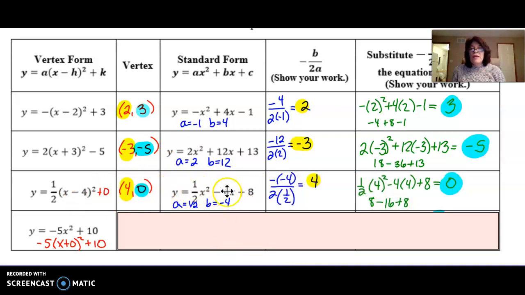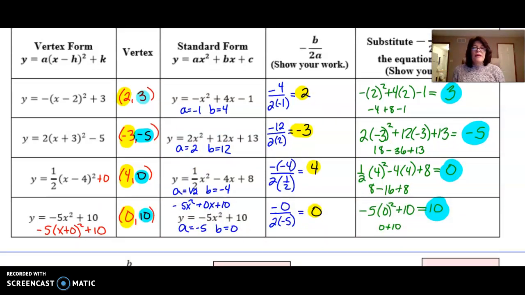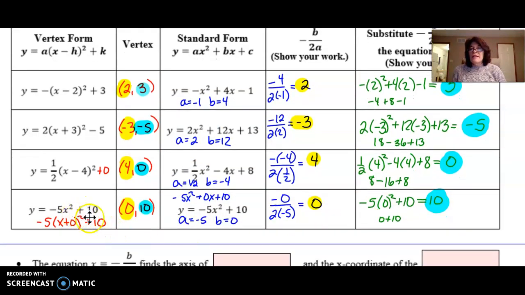Here I can see that the vertex is 4, 0. This is the same equation, the same parabola, written in standard form. I'm going to take the opposite of b, so that would be +4, divided by 2 times a half. 2 times a half is 1. 4 divided by 1 is 4. Yep, that's the x coordinate of the vertex. If I put 4 in for x, 4 squared is 16, half of 16 is 8, minus 16 plus 8, yep, I get 0.